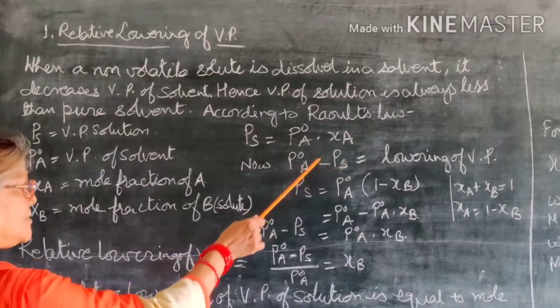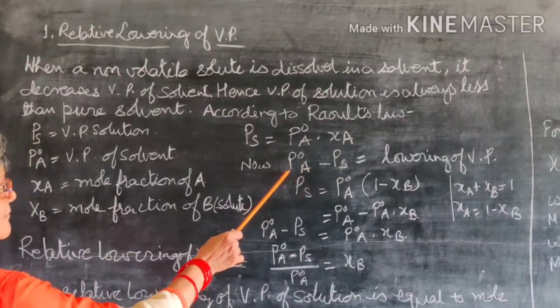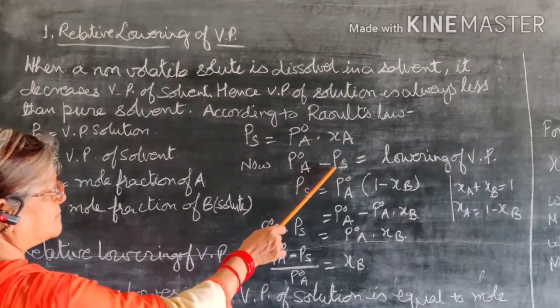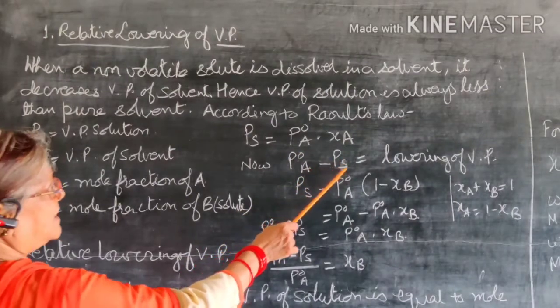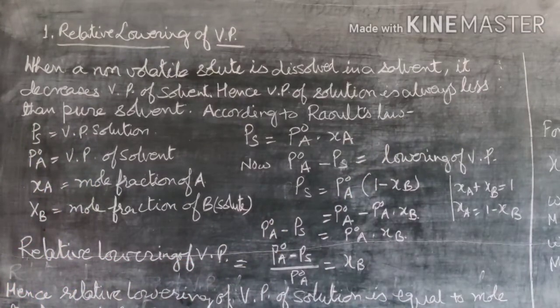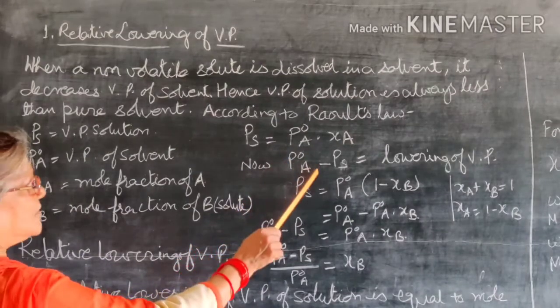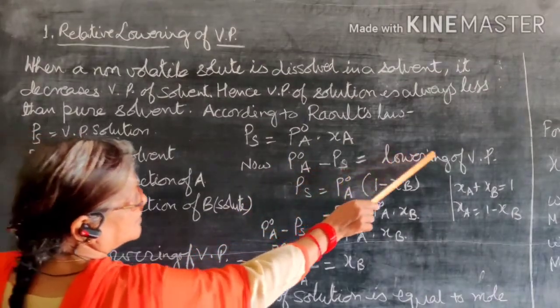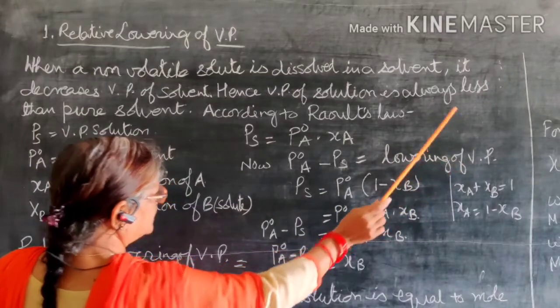A solution has lower vapor pressure, so we can find P0A minus Ps. Then it is called lowering of vapor pressure. The decrease in vapor pressure when we dissolve a non-volatile solute is defined as lowering of vapor pressure. So we can write P0A minus Ps is the lowering of vapor pressure.